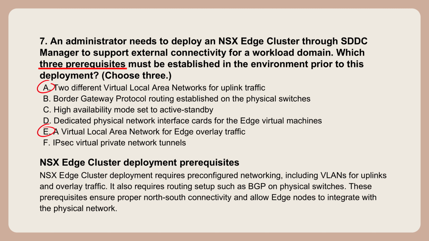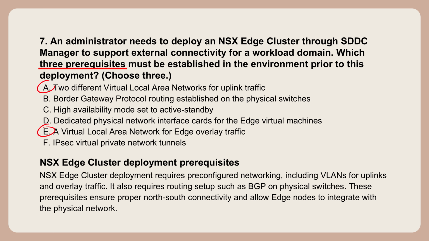Now, why are C, D, and F wrong? Option C, Active Standby HA, isn't a prerequisite. You often deploy edges in active mode for better throughput. Okay. Option D, dedicated physical NICs for the Edge VMs, is wrong because the Edge VMs run on top of the standard host networking. They share the host's physical NICs. Option F, IPsec VPNs, is a service you might configure after the Edge is built, not a prerequisite to building it. Got it.